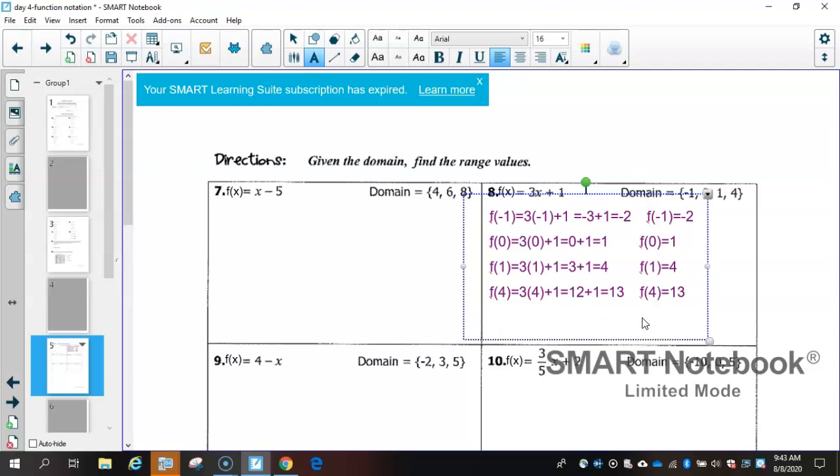The last thing to do after you've done this algebraically is to write in the range values using your curly brackets. Remember, it has to be least to greatest, so negative 2, 1, 4, 13. And that is your final answer.